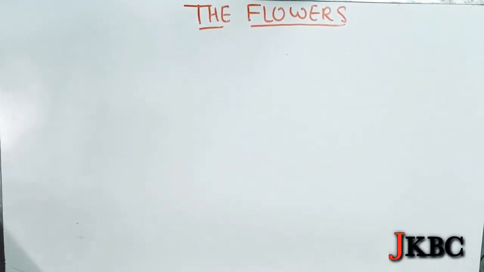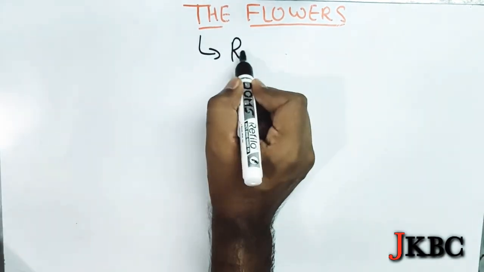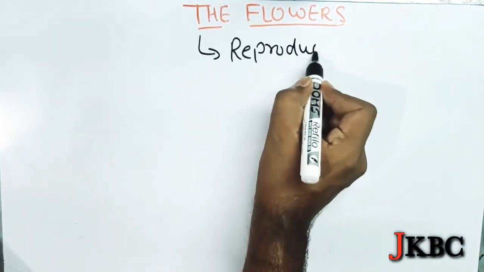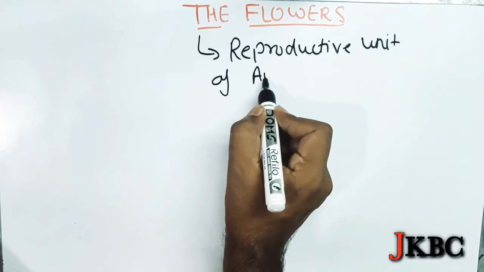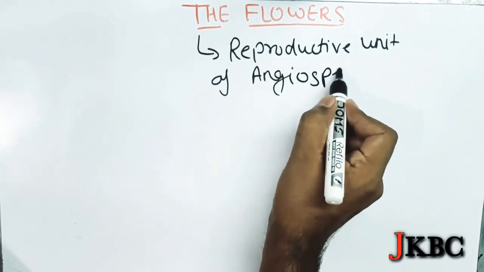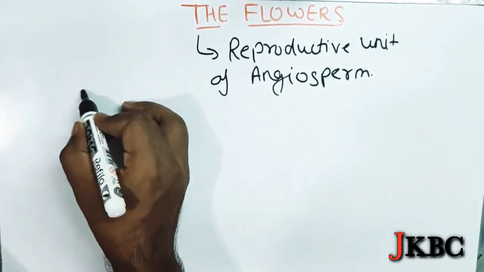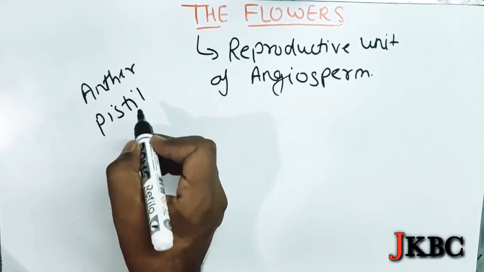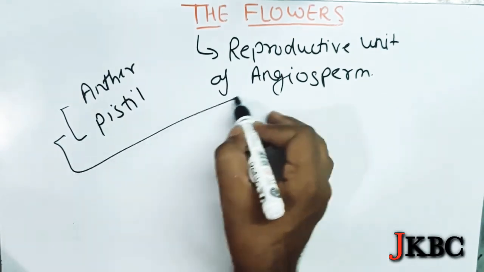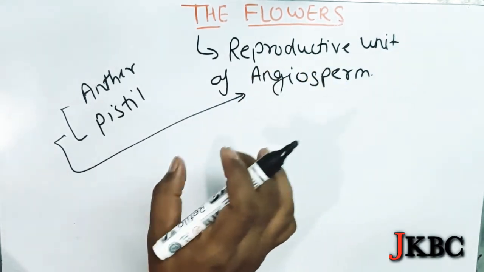In this video, we're talking about flowers. Basically, flowers are the reproductive unit of angiosperms. We know well about that. The male reproductive part is the anther, and the female reproductive part is the pistil. Both are well developed in angiosperms. That's why we detail only the flower, the reproductive unit of angiosperms.